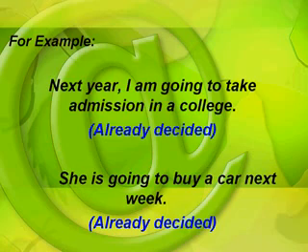Another example, she is going to buy a car next week, already decided. This is also an action which is already decided, and it is a prior decision. It's not an instant decision. It does not show that she decided to buy a car right now, or at the time of speaking. It shows that she had already decided this thing, and now she's just telling us about her decision.